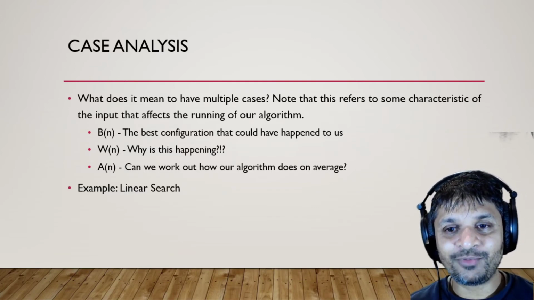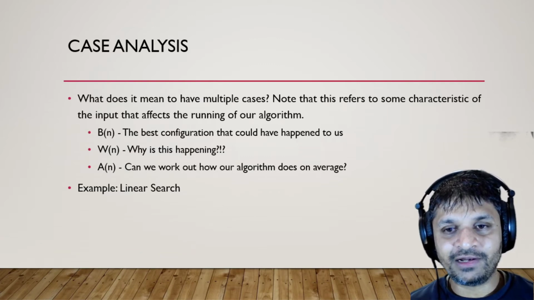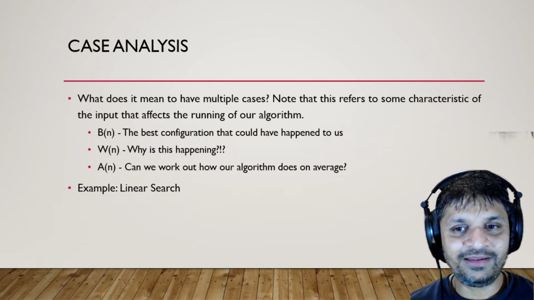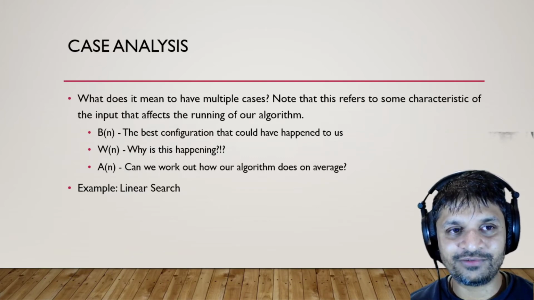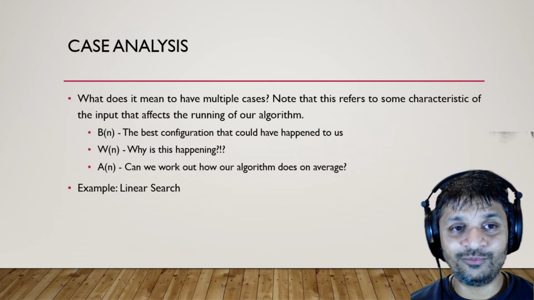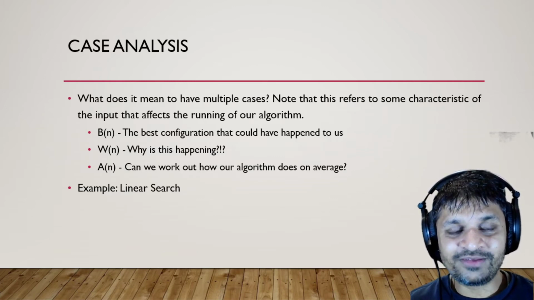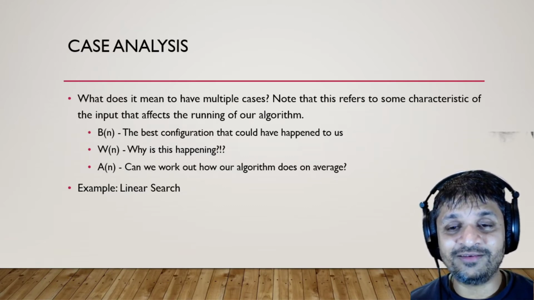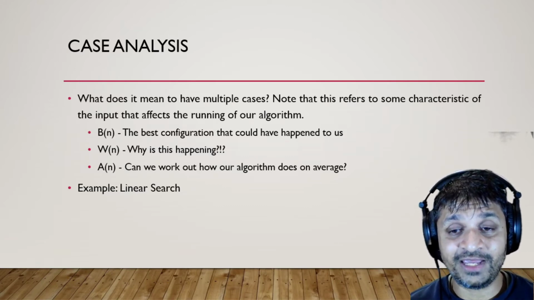So what I do is I separate those cases out. I say, well, these different input configurations actually require different analysis. So I'm going to do an entirely separate analysis for these configurations. I split it up into three. One is the best case, which I refer to as B of n. And that's the best configuration that could have happened to our algorithm. That's the configuration of input that makes our algorithm run as fast as it possibly can.